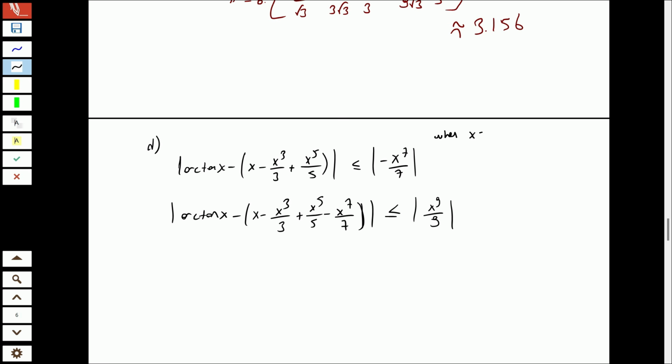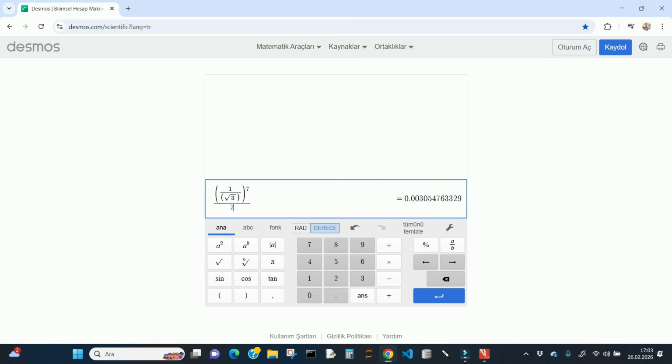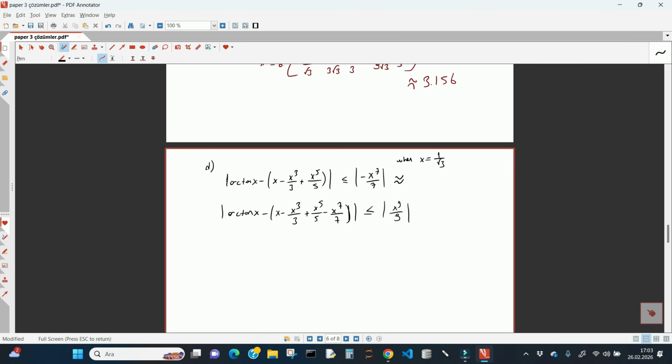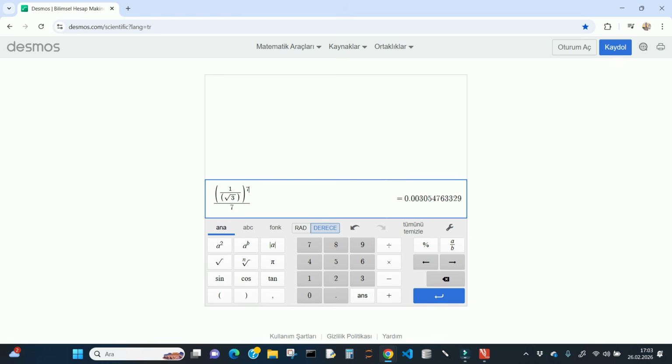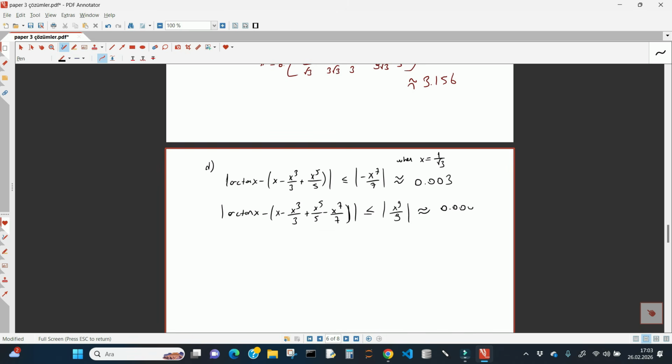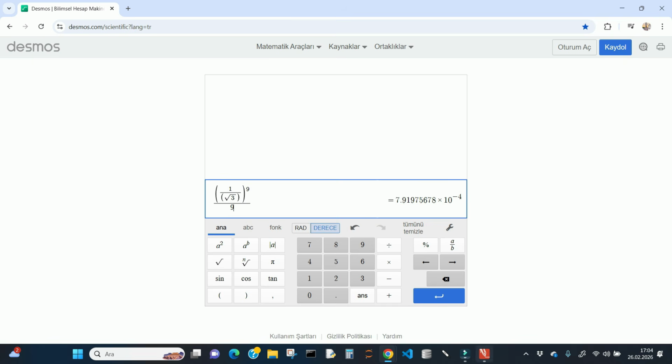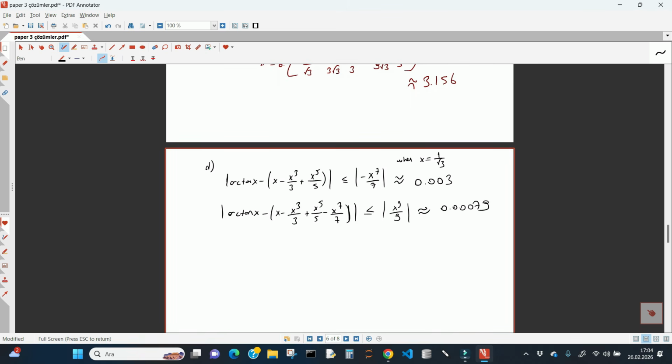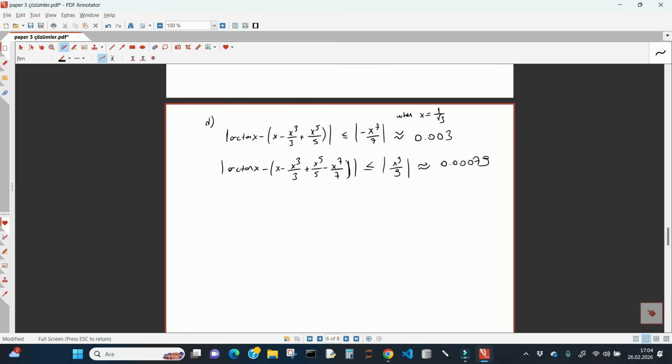When x equals 1 over square root of 3, let's calculate this. It is 0.003, the error 0.003, right? So when you replace this one with 9, the error will be approximately, let's write, 0.00079. Let's check it again. Yeah, it's going to be that. So we still need to add one more term to this one.